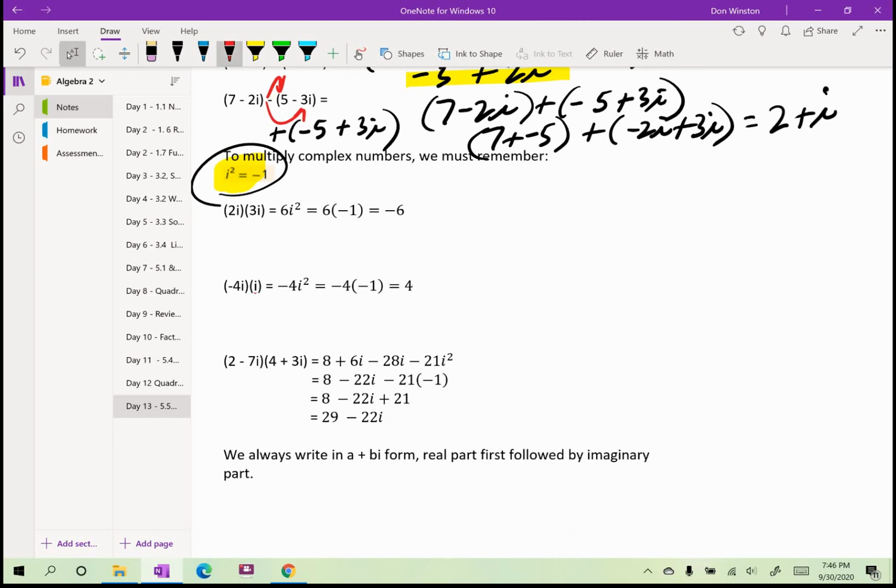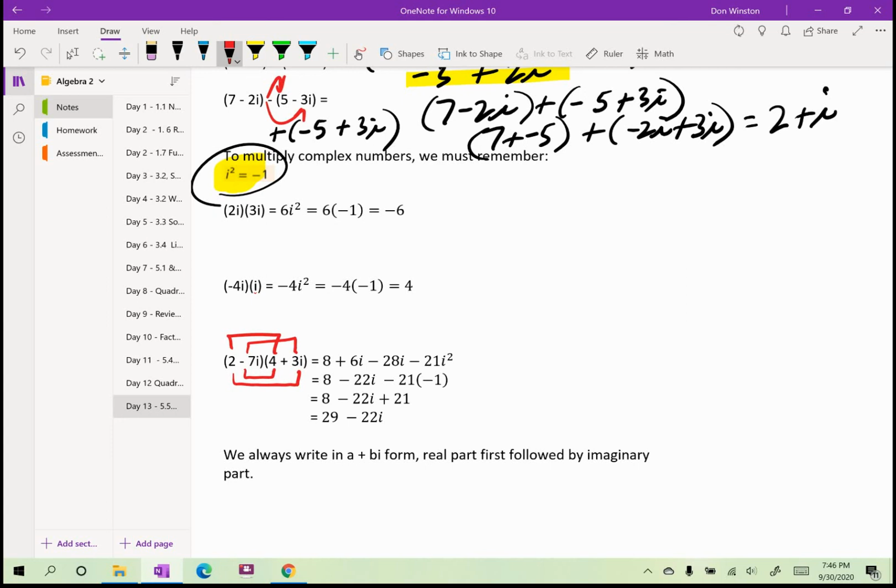2 times 4 is 8. And then 2 times 3i is 6i. And then negative 7i times 4 is negative 28i. And then negative 7i times a positive 3i is a negative 21i squared. We combine our like terms. 6 minus 28 gives me negative 22i.